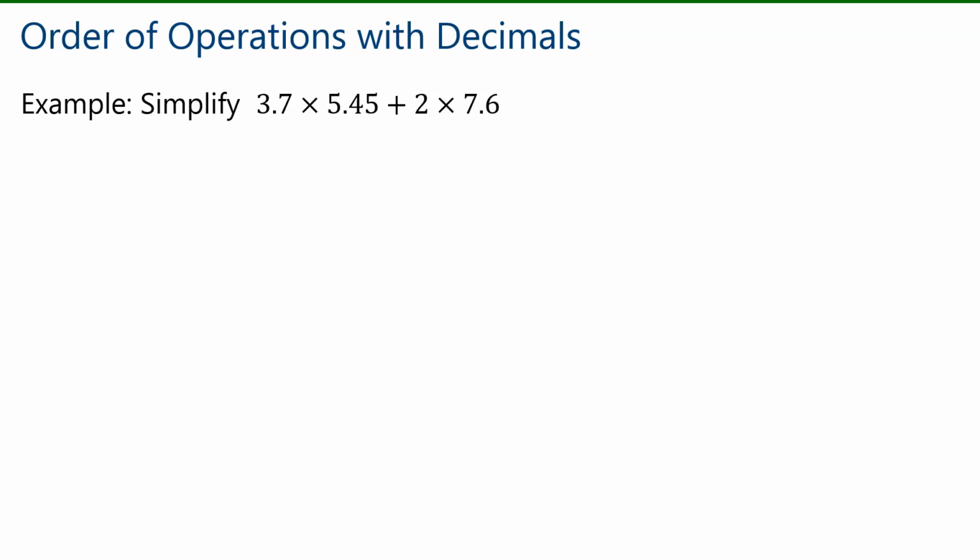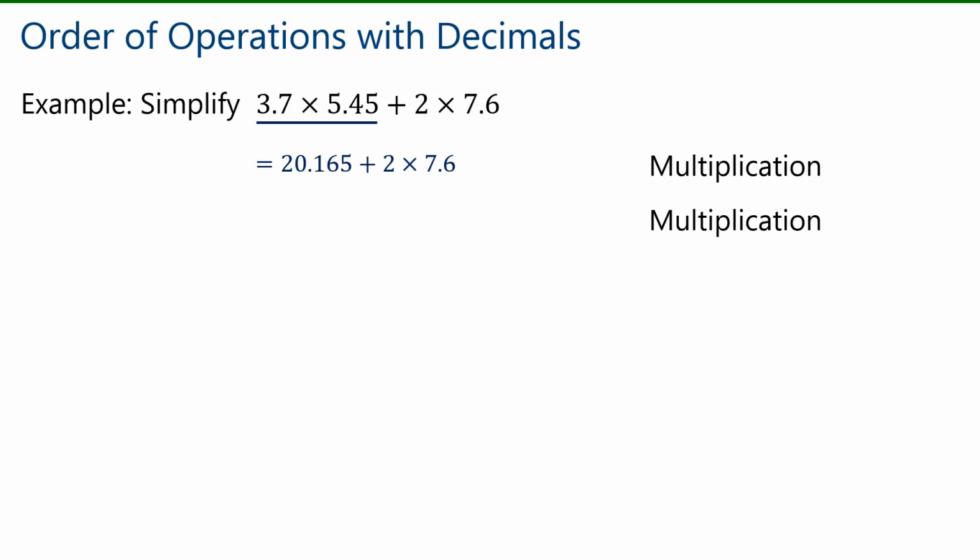Okay, let's practice again. Here we have a multiplication, an addition, and another multiplication. So let's start with the first multiplication, 3.7 times 5.45. Now putting that in the calculator, I got 20.165. Next, we'll do the other multiplication, 2 times 7.6. That gives me 15.2. And then finally, adding them together gives me an answer of 35.365.